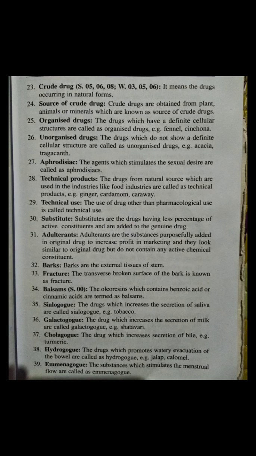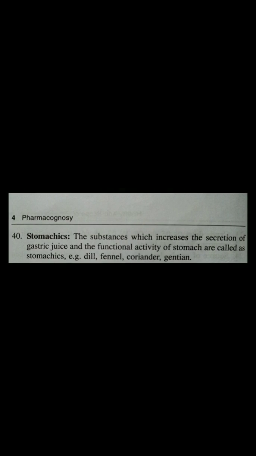Then hydragogue, the drugs which promote the watery evacuation of the bowel are called hydragogues. For example, jalap, calomel. Then emmenagogue, the substances which stimulate the menstrual flow are called emmenagogues. And last is the stomachics, the substances which increase the secretion of gastric juice and the functional activity of the stomach are called stomachics. For example, dill, fennel, coriander and gentian.